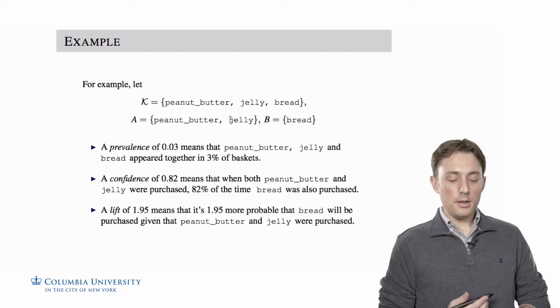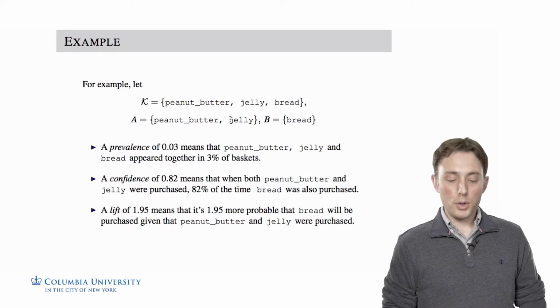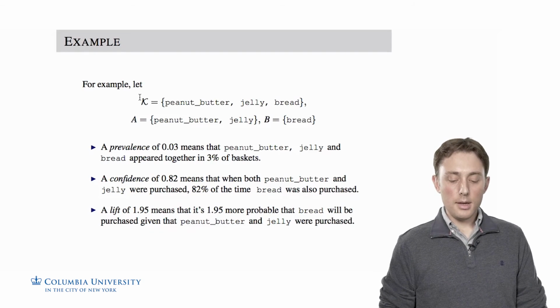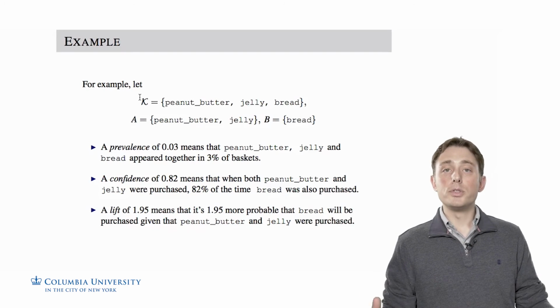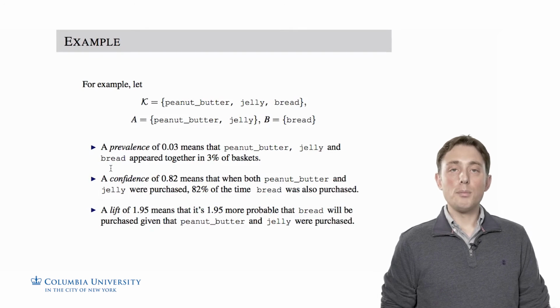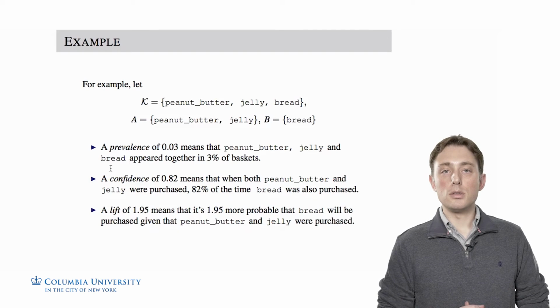So if you tell me that the set K has a prevalence of 0.03, that means that if I look at all of the data that I have, all of the purchases that I have, the three items, peanut butter, jelly, and bread, appeared together in 3% of those purchases.